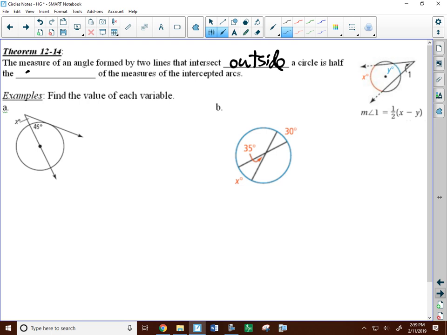is half the difference of the intersected arcs. Difference with numbers or angles is subtraction. Similar formula, just a minus.